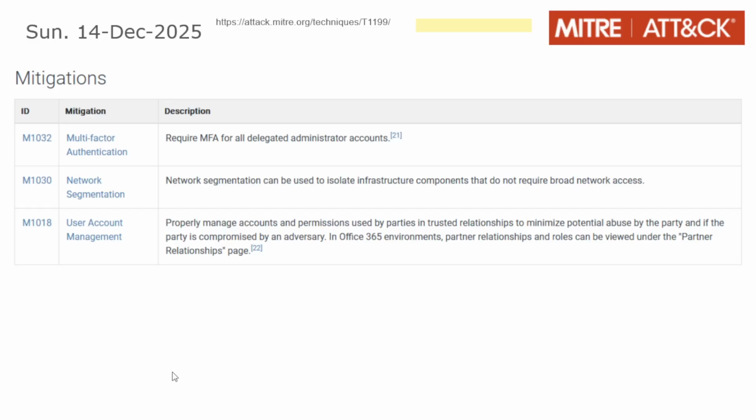And then we have network segmentation. Again, if the third party has only access to a small part of the network, even if it's compromised, the damages can be limited. And the other thing at the end, user account management. Obviously, always know what permissions you granted to whom, and ask yourself, do they still need it, and when to revoke it. That's one way how to deal with it.